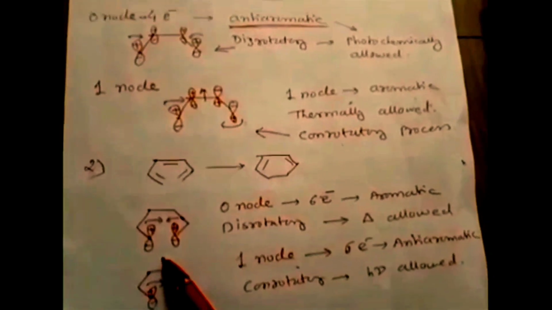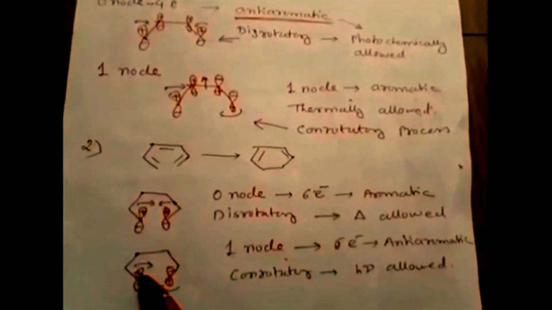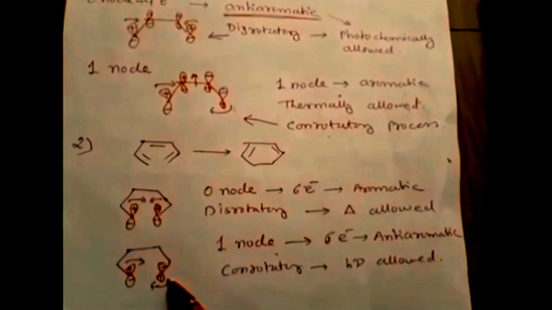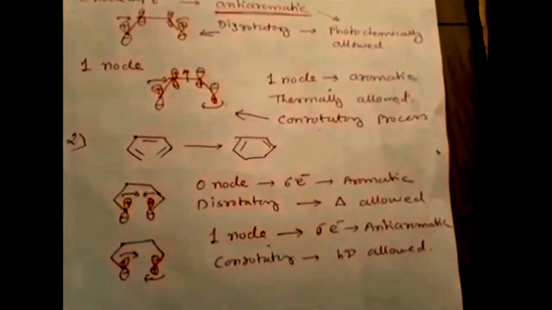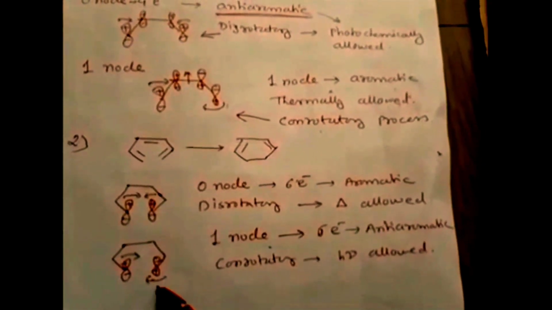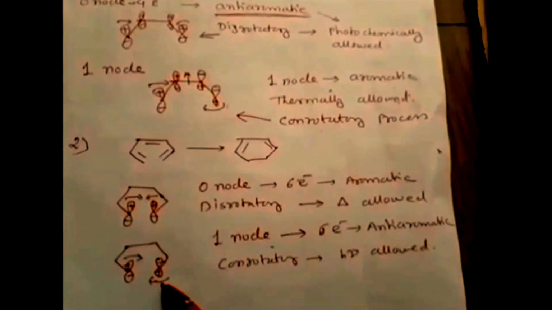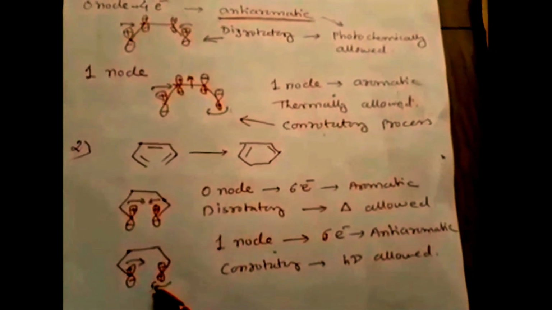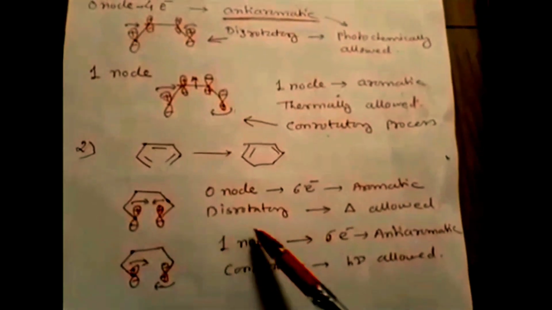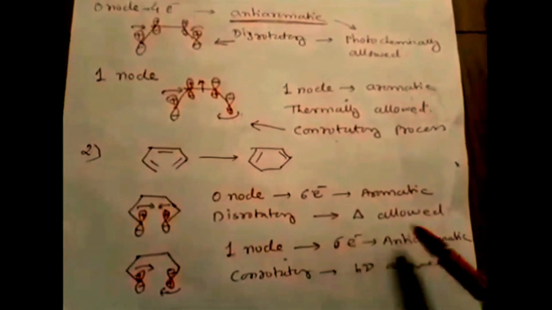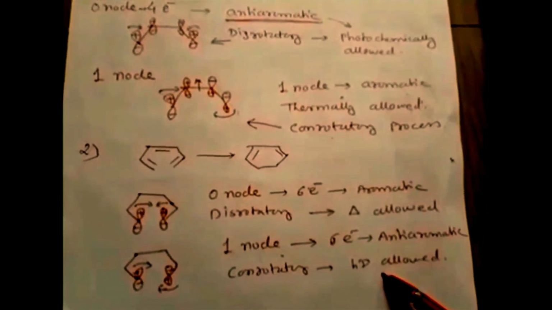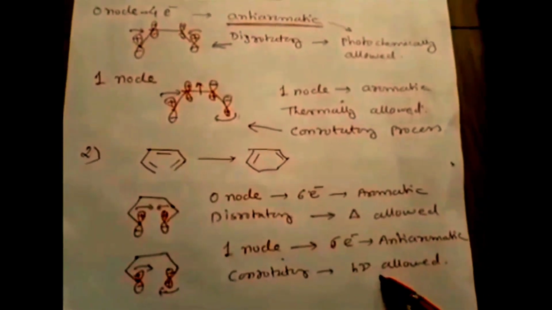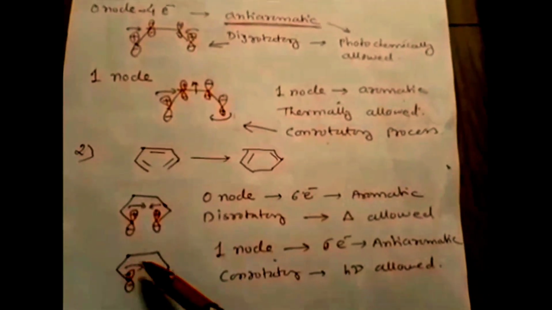Now if I give one node from here, then what happens? This is positive negative, negative positive. Now both orbitals are to be rotated in the same direction, either in the clockwise direction or in the anti-clockwise direction. So one node is given, that means one node, 6 electrons, so anti-aromatic, photochemically allowed. So photochemically allowed, which process?